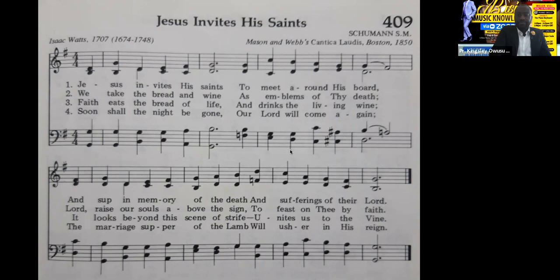Okay, we also have here natural F. So instead of playing F sharp, you just play the natural F. This happens only here. Once we move on to the next bar, then the normal rule applies. Is that okay? So let's watch how to play Jesus Invites His Saints on the piano.